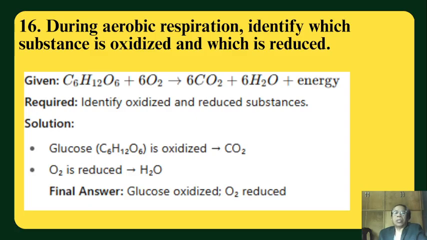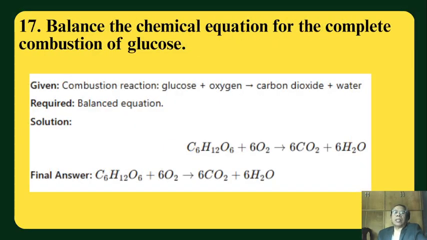So solution: the glucose is oxidized, and then it produces carbon dioxide. Oxygen is reduced, it produces water. So the final answer: glucose is oxidized, and then oxygen is reduced. And then practice problem number 17.